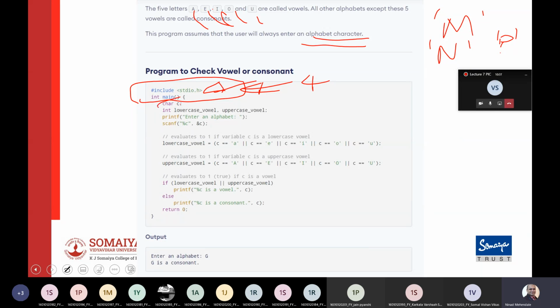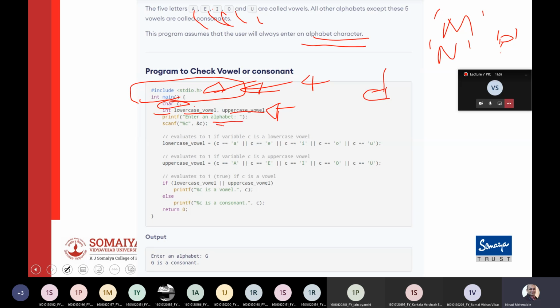As per our declaration, we include 4 libraries: stdio.h, then stdlib.h, then conio.h, and then math.h. Then we declare char c, which is the character type declaration, and the variable name is c. You can write char d, char x, whatever variable name you like. Then there are 2 integers involved here: lowercase vowel and uppercase vowel. These are temporary variables. We will see why these are required in the further part of the program.